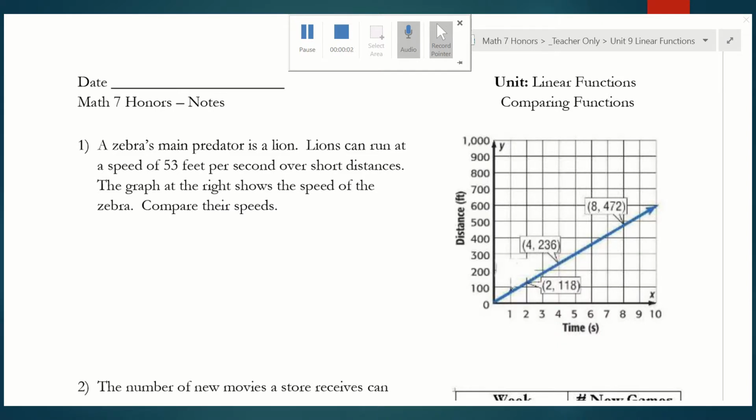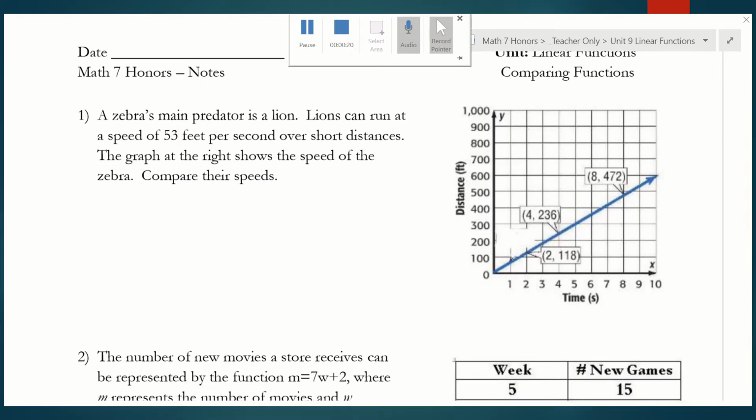Hi everyone, today we're going to talk about comparing linear functions. So in previous lessons we looked at how to interpret linear functions, and we're still going to be doing that today, but now we're going to be looking at two different linear functions and not only interpreting them but comparing them as well.